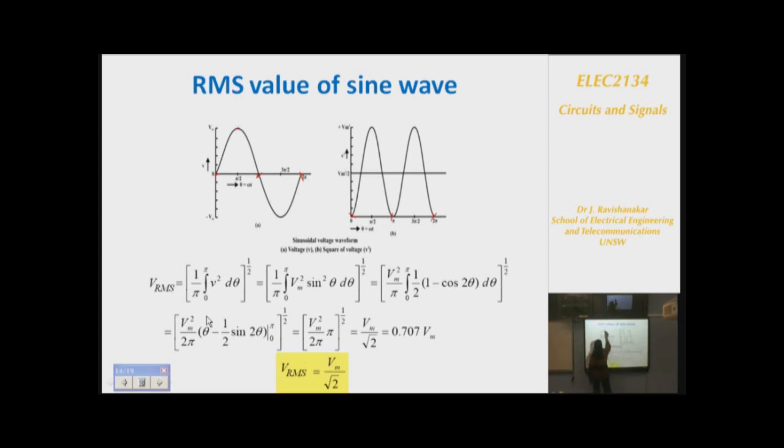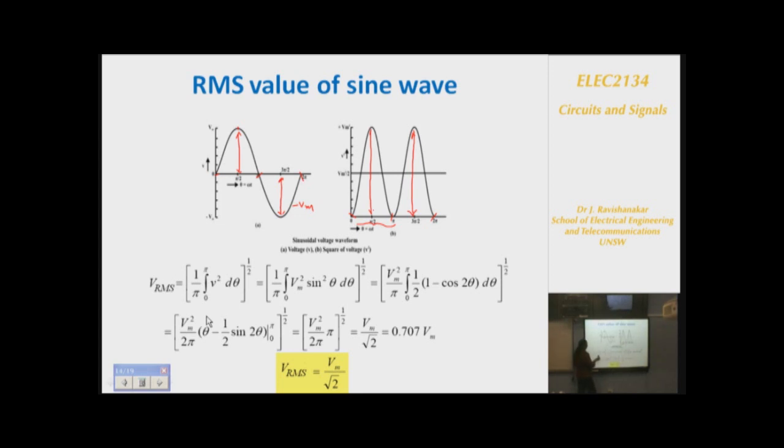Now this Vm at pi by 2, the center, when you square that it becomes Vm squared. Now at 3 pi by 2, that is 270 degrees, we have a negative of Vm. So when you square this minus Vm, it becomes plus Vm squared. So this is the squared waveform of an AC signal. Now in the squared waveform, when you do the RMS value, the time period now becomes pi, because the pattern repeats after every pi.